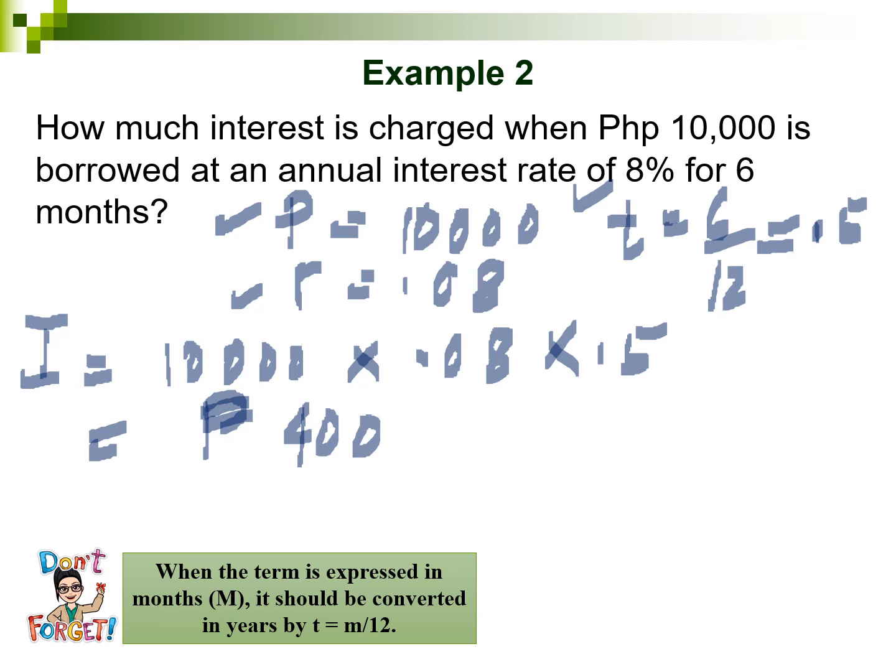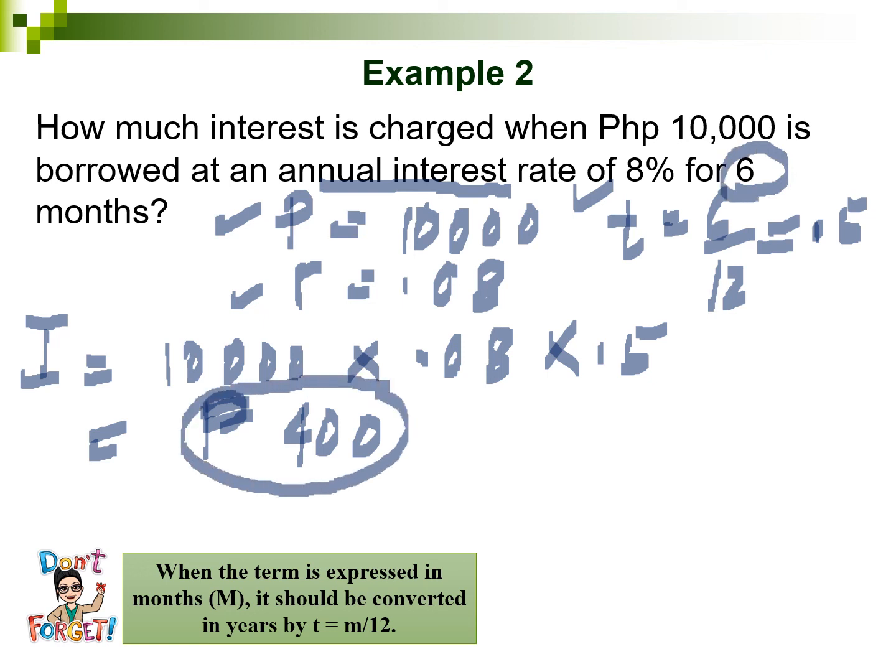Meaning to say after 6 months, the interest is in terms of year, it's annual interest, but you have to know your interest after 6 months. After 6 months, the interest will be 400 pesos.